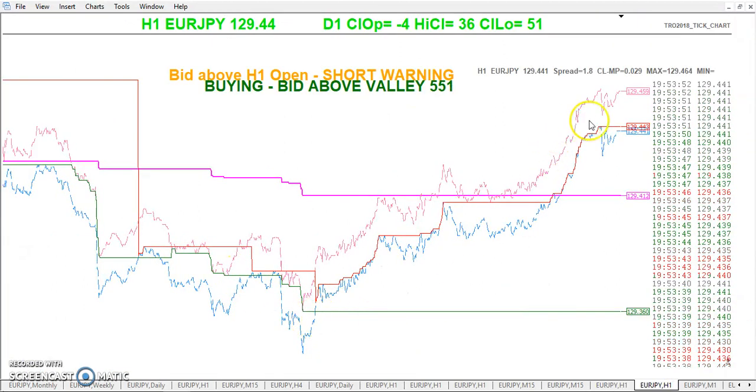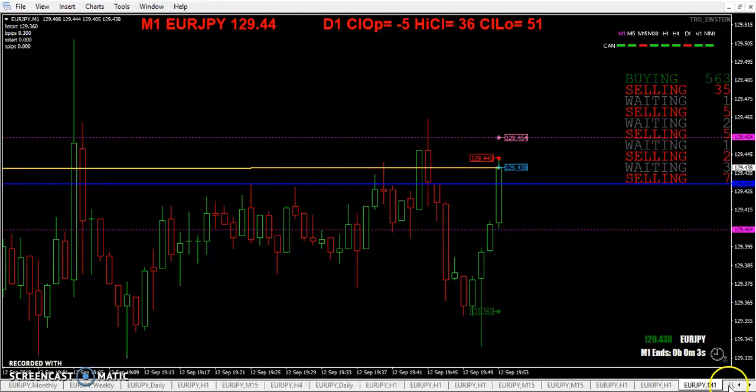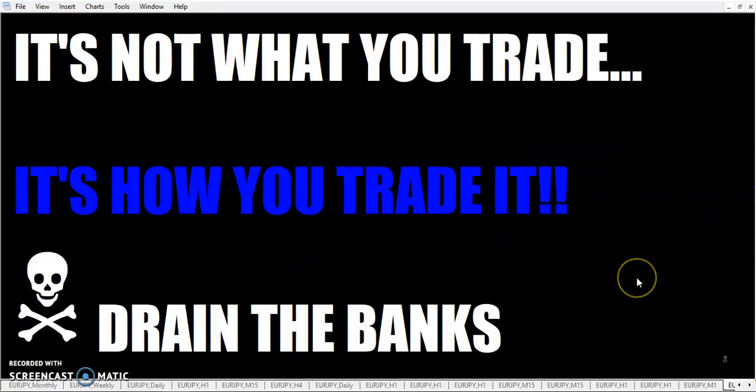Quickly, you can see here, we've had some nice movement on the tick chart. Einstein line. But remember, it's not what you trade, it's how you trade it. Go drain the banks.